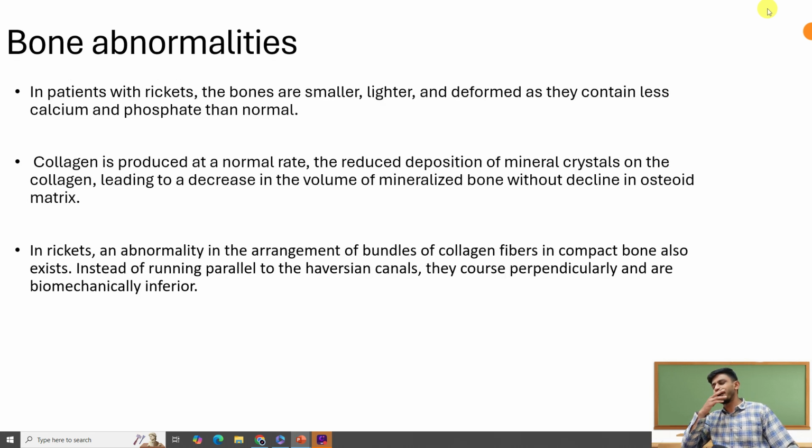So, what are the bone abnormalities in rickets? The bones are smaller, lighter, and deformed as they contain less calcium and phosphate. Collagen is produced at a normal rate. The reduced deposition of calcium in the collagen leads to a decrease in the volume of mineralized bone without a decline in the osteoid matrix. So the osteoid matrix is a normal amount, but calcium and phosphate are lacking. So there's no mineralization of the osteoid matrix, which leads to all the deformities of rickets.